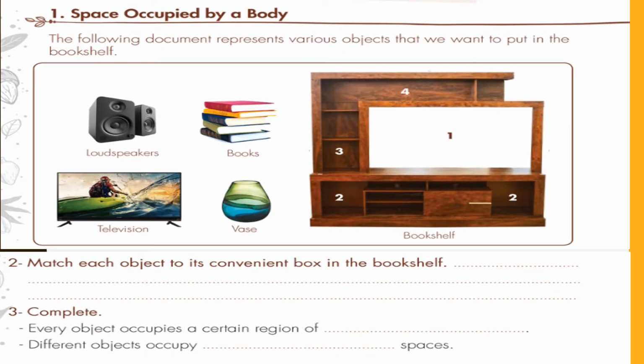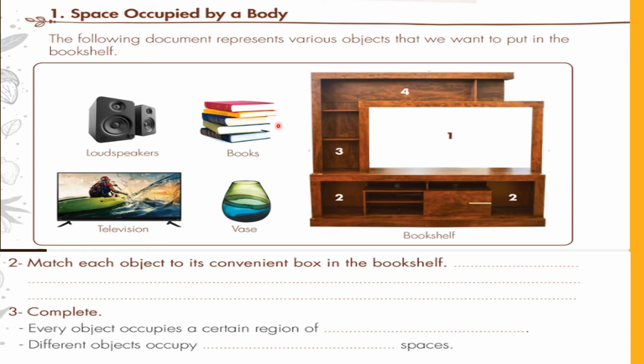Now number 2, we have to match each object to its convenient box in the bookshelf. So we have to place these objects in their correct places, either in 1, 2, 3, or 4. Let's start with the loudspeakers. Where do you think we can place the loudspeakers? Do they fit here? No. Do they fit here in box 3? No. We have 2 places for the loudspeakers. We are going to place them here, one on each side. So loudspeakers are placed in box 2.